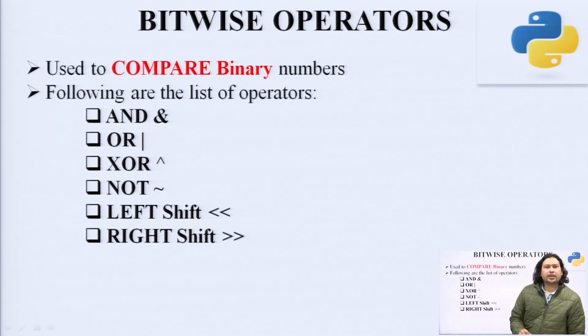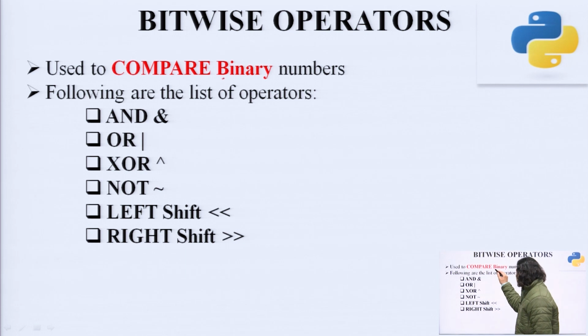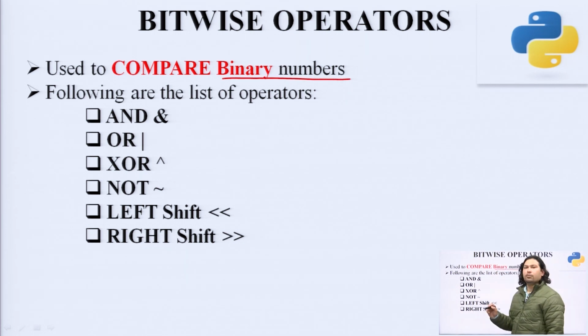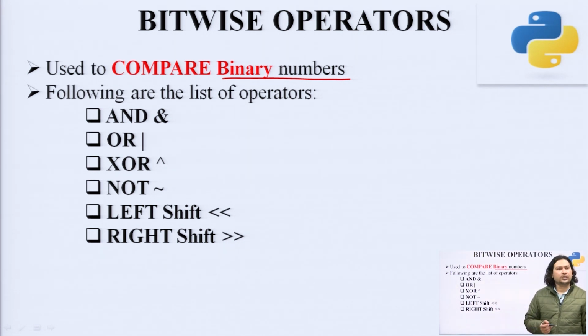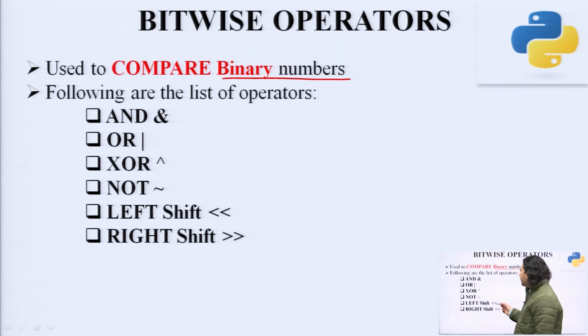Now, the last operator, that is the bitwise operator, and here it is used to compare binary numbers. You have studied decimal numbers, but what about binary numbers? First we are going to understand what binary numbers mean, how we convert a decimal scale into a binary scale, and after that we will see the various operators under this list.